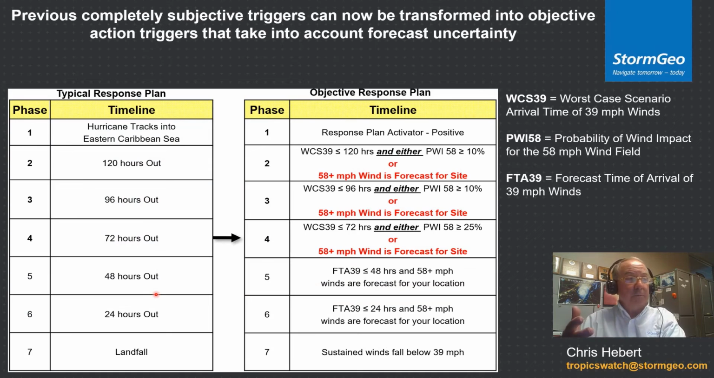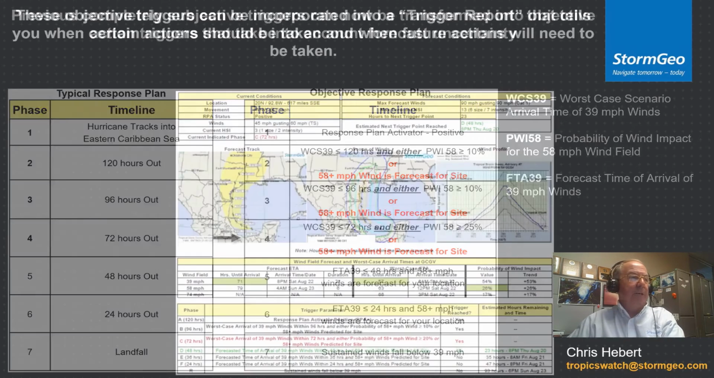But now we have an objective timeline, and we can incorporate that throughout the plan, starting with that response plan activator to trigger the plan, and then using objective guidance all along the track. Within 48 hours, we switch to the forecasted time of arrival of the wind field, and look at whether or not the 58 mile per hour plus winds are going to impact your location, to identify whether you're going to see a grazing event of a couple of hours of 40 mile per hour winds, or whether you're likely to pass in or near the core of the storm. So this can be used as objective guidance in a hurricane response plan.